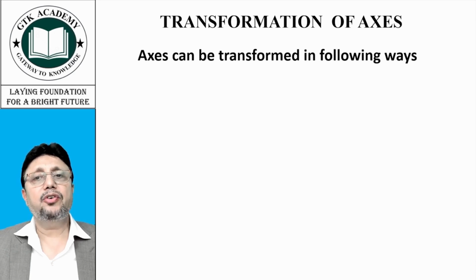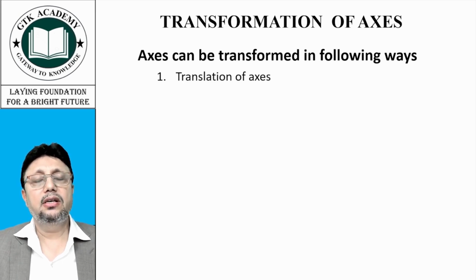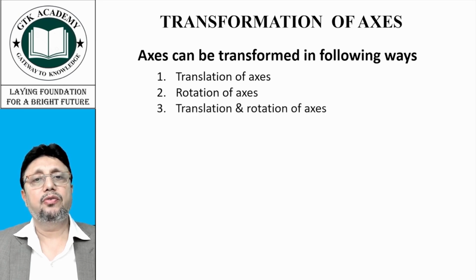Axes can be transformed in the following ways. There are three ways in which axes can be transformed. Translation, which we'll discuss shortly. Actually, it means that you take the axes parallel to themselves anywhere. Rotation, where you rotate the axes. Then translation and rotation, where you do both operations, translation as well as rotation.